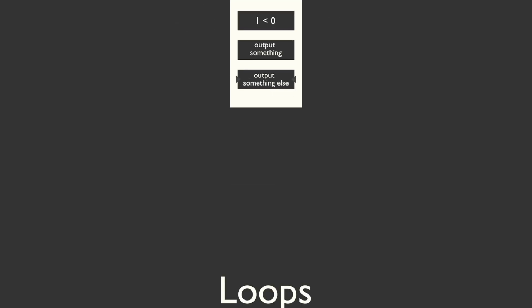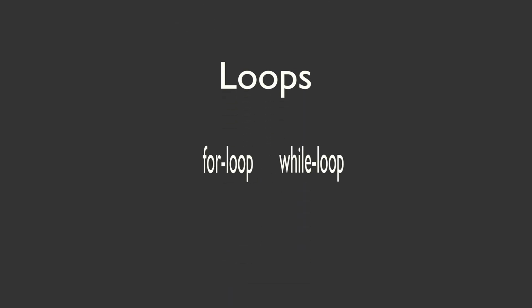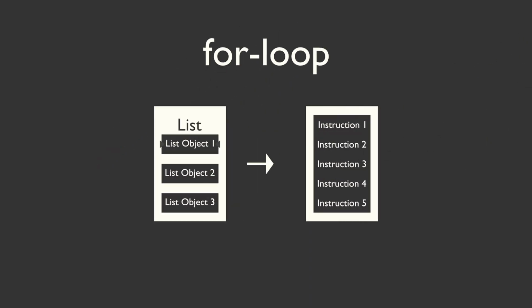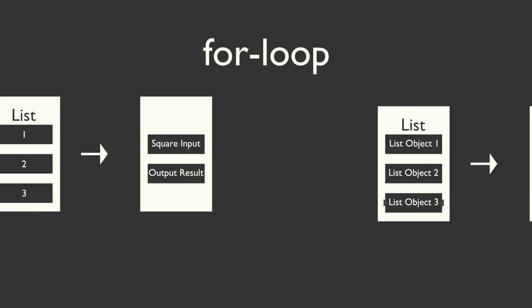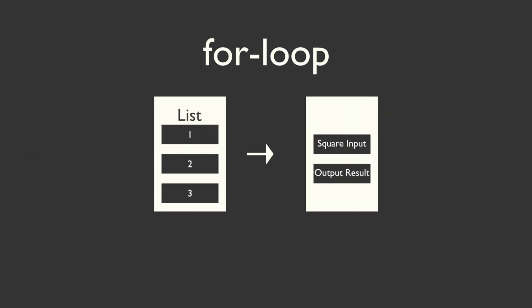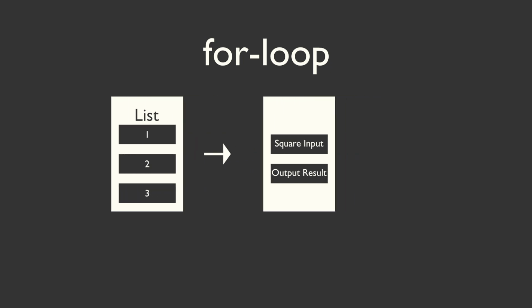The next important structure is the loop. In most code languages, there are two loop types, the for loop and the while loop. The for loop takes a list as input and executes the loop code for every object in the list. For example, a program gets a list as input. It will execute something that squares and outputs every number.